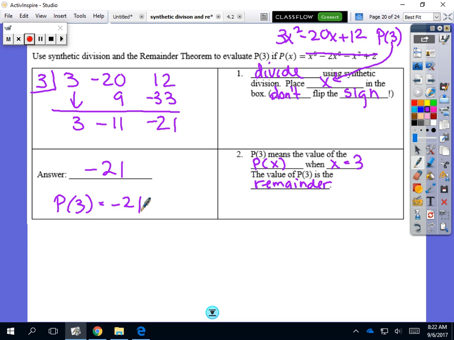Well, let's just check that. Put 3 times 3 squared, if I substitute the 3 for x in my function, minus 20 times 3 plus 12. If you put that in your calculator, you should get negative 21.